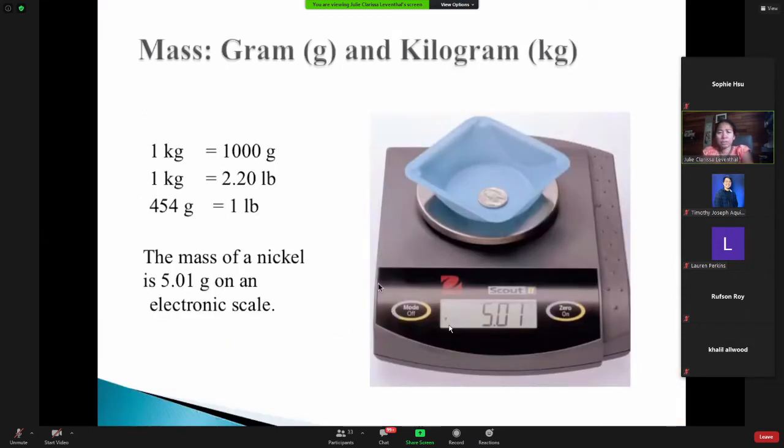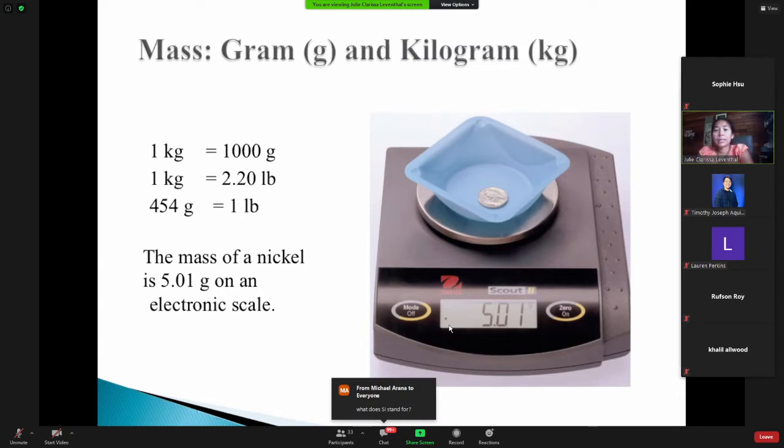Okay, and this is another picture of the different conversion factors. So 1 kilogram is 1,000 grams. You will always get the conversion factors. Like if you need it, I'll put out the conversion factors.